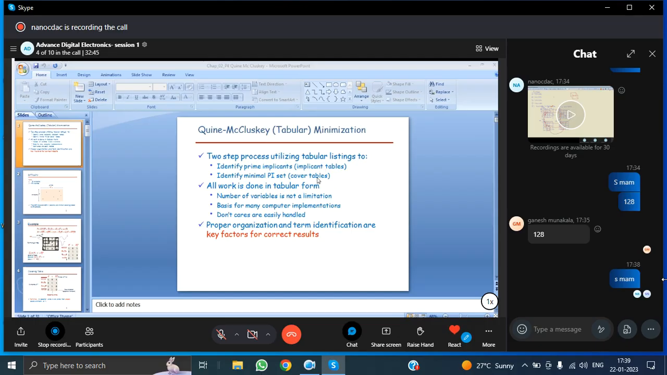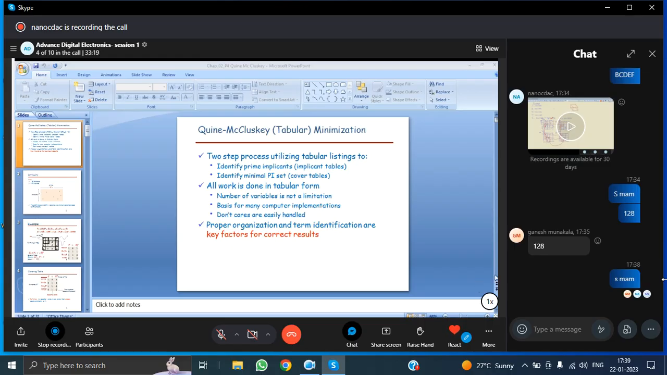K-map does not allow for a large number of literals. So here this is a very easy method: identifying the prime implicants and also identifying the minimal prime implicant set. With the minimum number of literals we can identify the prime implicant set. Here the number of variables is not a limitation. Even if you have 26 variables or more than 26, even 100 variables, it's very easy to find the prime implicants. And don't cares are also very easily handled here.